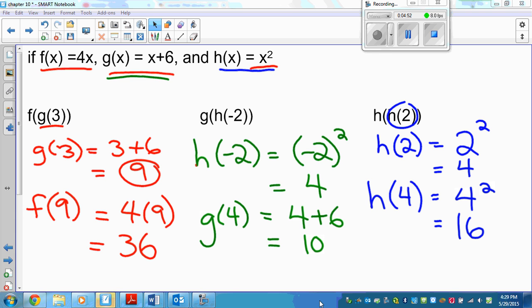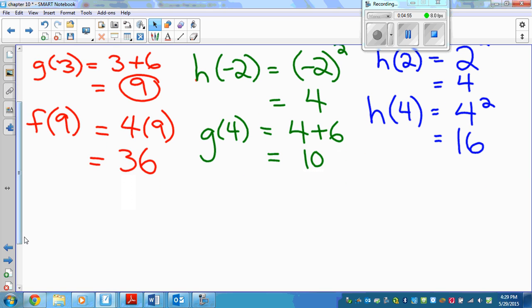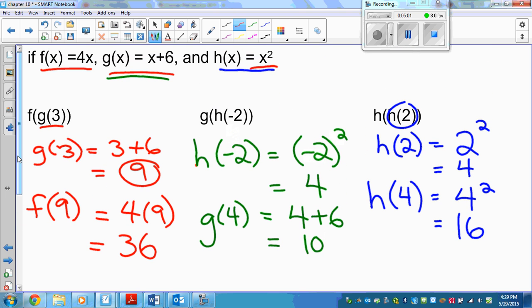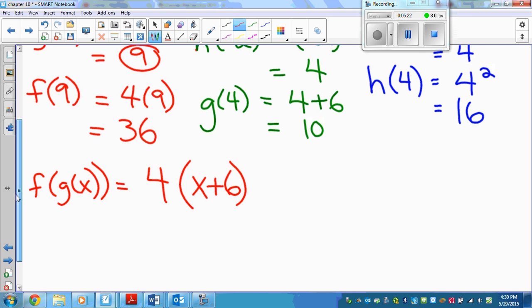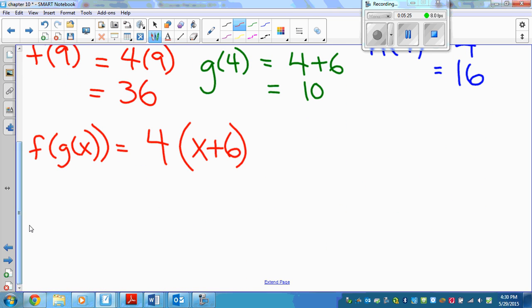Another way we could have done this first one, f of g of 3, is wherever I see x in f, I put g. Well, that's x plus 6. So f of g of x is equal to 4 times, wherever I see x, x plus 6, because that is what g of x is. Now I could distribute that. So 4x plus 24. So f of g of x.